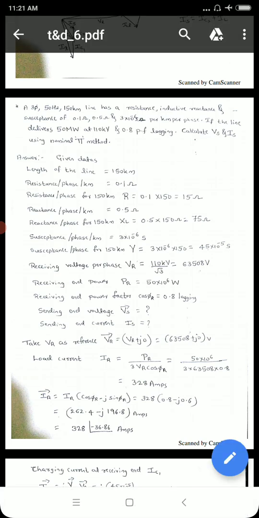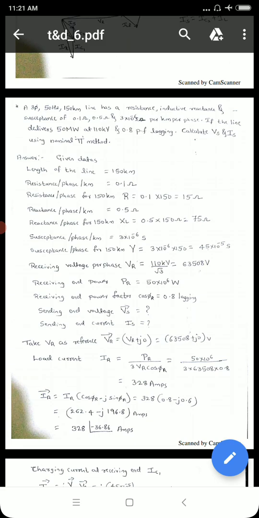So receiving end voltage VR, the 3-phase value is given. To get the single phase, that is 110 by root 3, we will get 63,508 volts. Receiving end power is given as 50 megawatt, that is 50 into 10 raised to 6. Receiving end power factor is given, cos phi r equal to 0.8 lagging. So we need to find Vs and Is using the nominal pi method. Writing VR as it is, VR plus j0, finding the IR, we know that PR by 3 VR cos phi r, because it is 3-phase power. So we will get 328 amps.